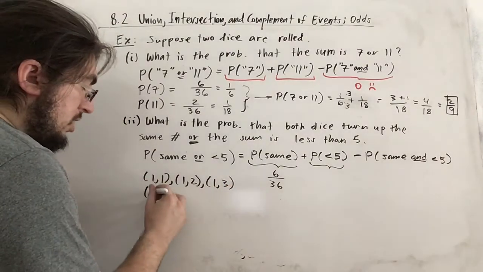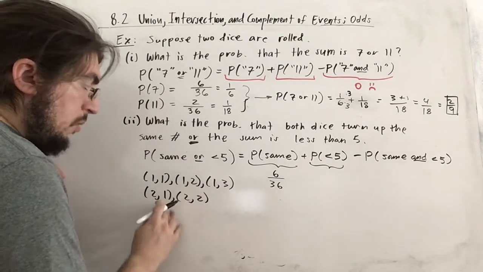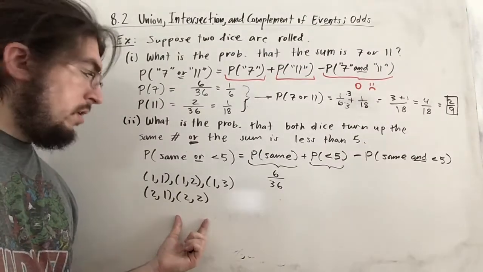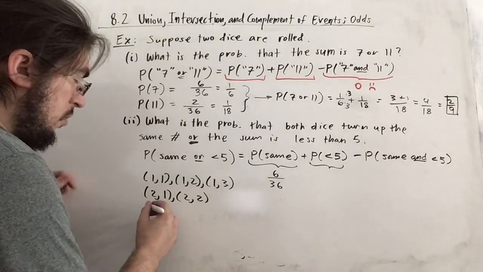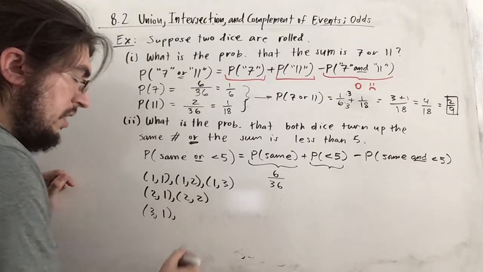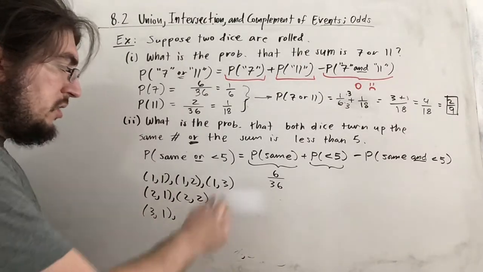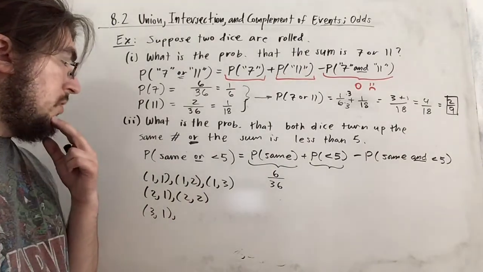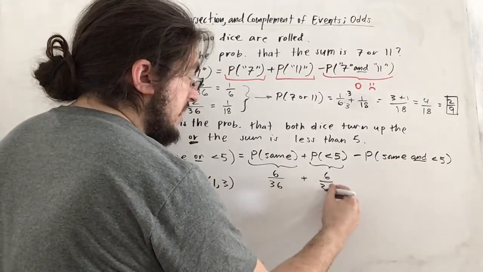If we roll a 2 first, the second number could be a 1 or a 2, and that's it. Because this sum is 3, this sum is 4, and if you roll a 2 and a 3, the sum is 5, and it's not less than 5. What if you roll a 3 first? If you roll a 3 first, you can roll a 3, then a 1, that's 4. And that's it, because if you roll a 3 and a 2, you'd be equal to 5. So these, as it turns out, are the only 6 that actually add up to being less than 5. So this is plus 6 over 36.